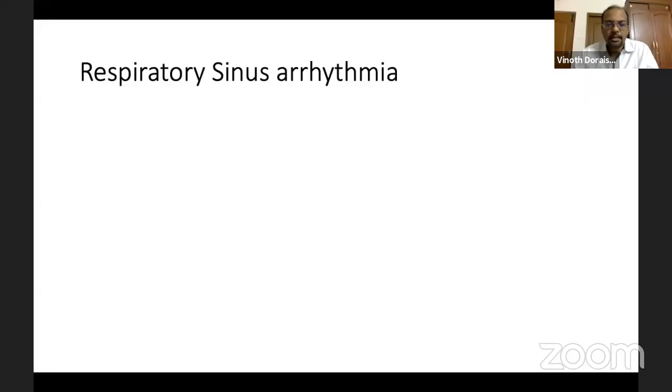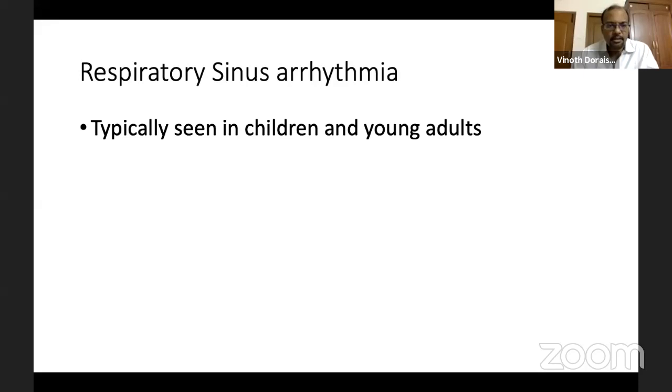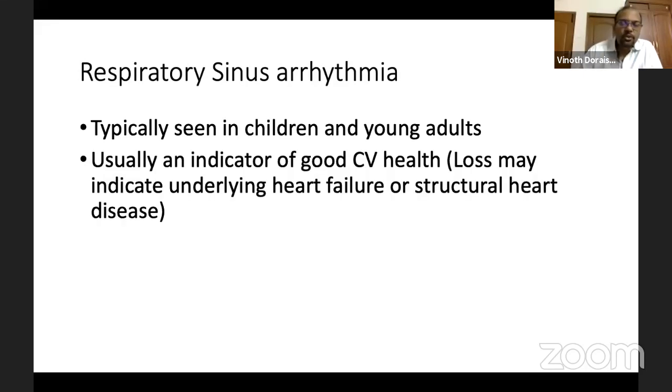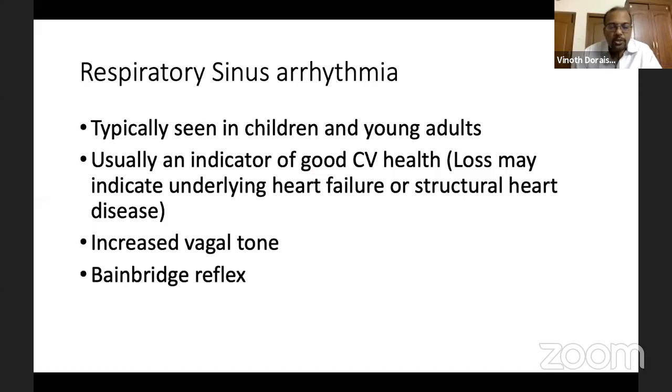Okay, sinus arrhythmia basically means during inspiration the heart rate increases, and during expiration the heart rate decreases. So it's typically seen in children and young adults. It's due to the increased vagal tone, and it is an indicator of good cardiovascular health. So athletes have more vagal tone, so they have better cardiovascular health. Loss of a sinus arrhythmia which was there previously might mean that the patient has an underlying heart failure or a structural heart disease, and is due to the Bainbridge reflex.